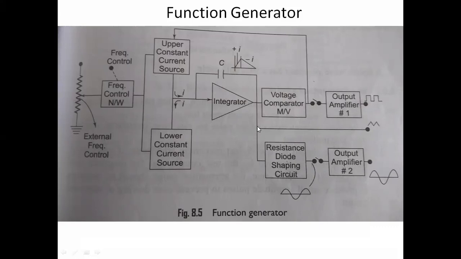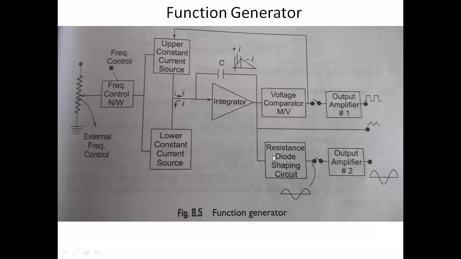If we connect the triangular waveform output to a resistance diode shaping circuit, with this we will get the sinusoidal output. We will get the sinusoidal output waveform.